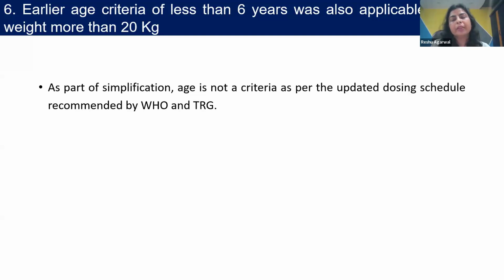So the first cutoff is basically age less than 10 or more than 10. If it is more than 10, obviously we will follow the adult and adolescent guidelines. If the age is less than 10 years, in those cases we will just follow the criterion of weight. If the weight is less than 20 kg, then the DTG 10 milligram tablet has to be used, and if the weight is more than 20 kg, the DTG 50 milligram tablet has to be used.